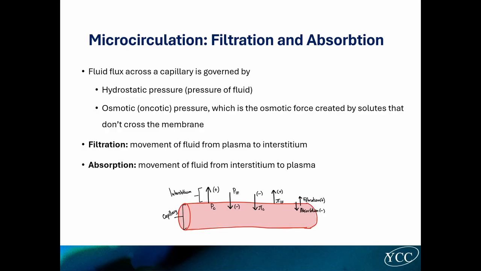a blood vessel. Oncotic pressure, largely provided by proteins, opposes filtration. Opposing filtration with oncotic pressure is the same thing as saying favoring reabsorption. So oncotic pressure opposes filtration and favors reabsorption. Filtration means leaving the plasma, going to the interstitium.